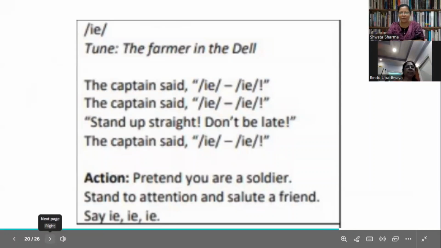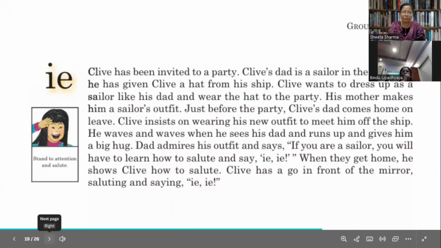Okay, The Farmer in the Dell is a very common rhyme which we used to do. Once more, ma'am. Let's try to sing. Okay.